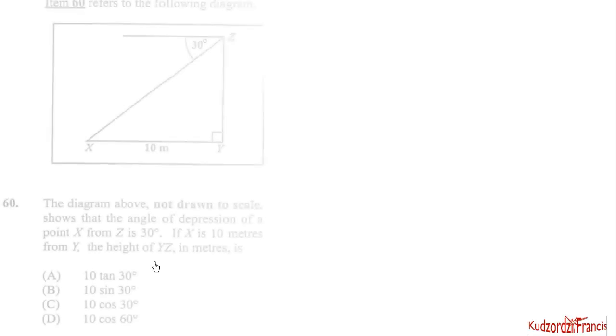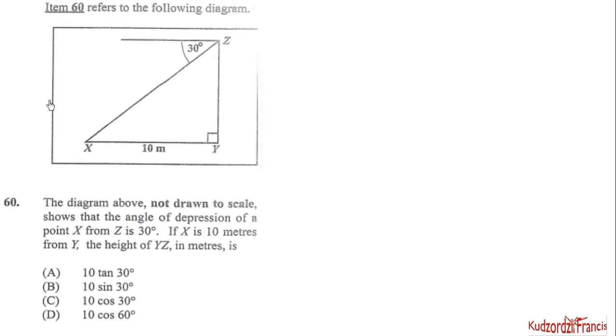Now let's look at item 60. Item 60 refers to the following diagrams, and the diagram above, not drawn to scale, shows that the angle of depression, this angle here, of a point X from Z is 30 degrees. If X is 10 meters from Y, the height of YZ in meters is, so this is YZ, and we want to find that in meters.